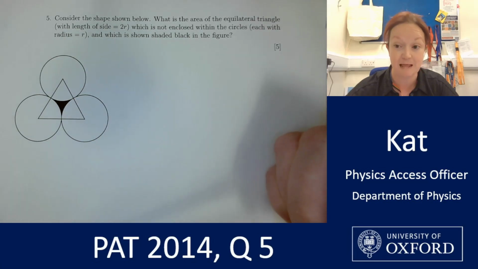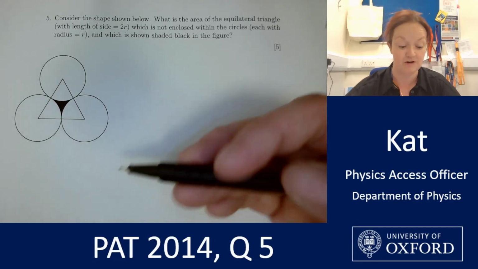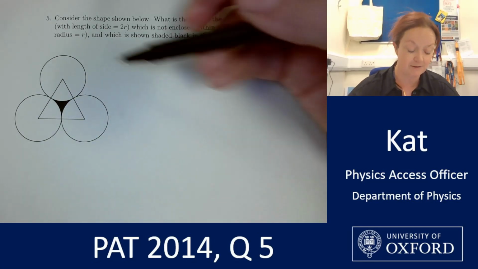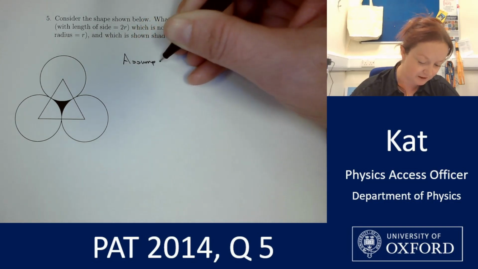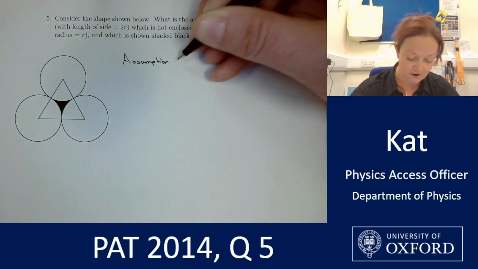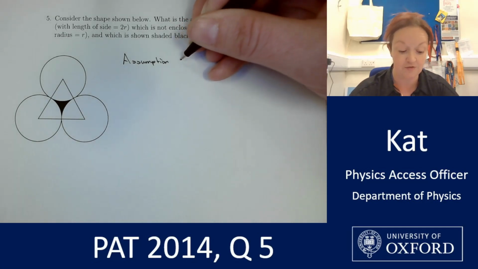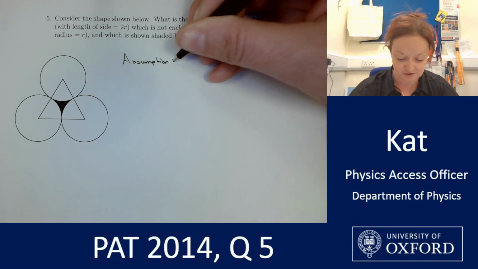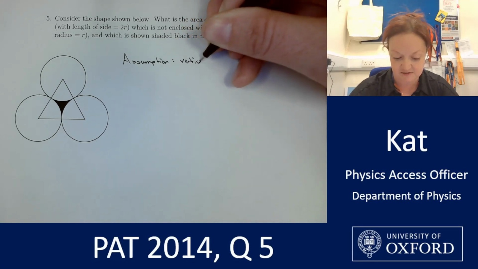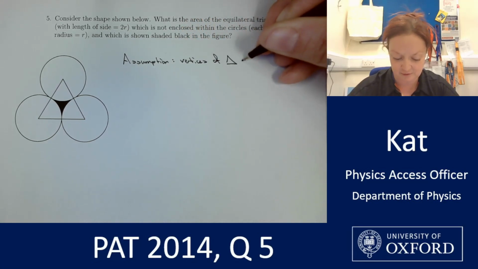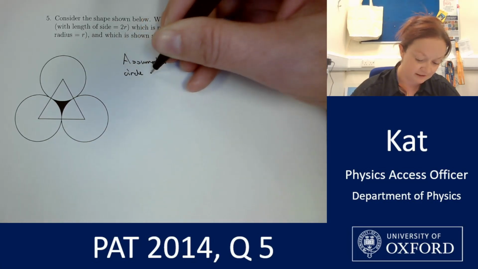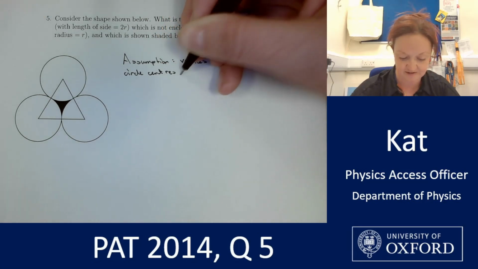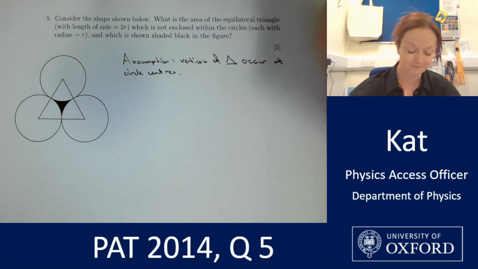First things first, always with problems, is consider what we are assuming. To solve this problem, I am going to make the assumption that the vertices of my triangle occur at the center of the circles. This will make the problem significantly easier to solve.